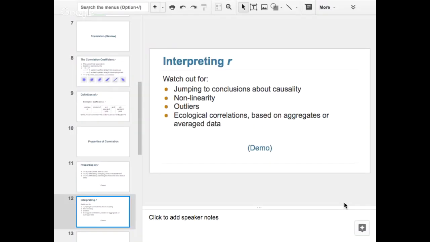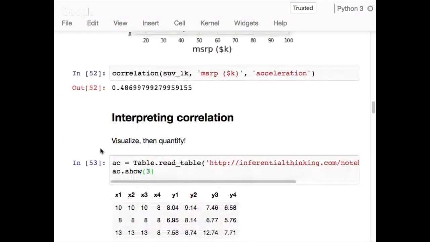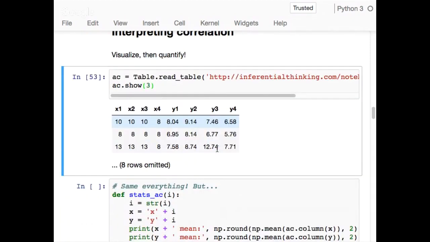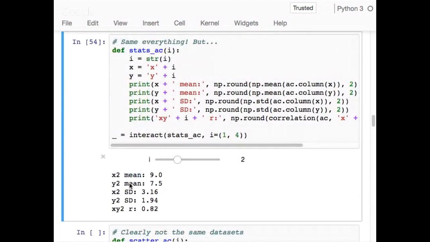So let's take a look at these. Again, the rule in this class, and the rule especially when it comes to correlation, is to visualize and then quantify. So here I have some set of points. I have 4 sets of points. If I run this, I can look at the mean, the standard deviation, and the correlation for every set of xy points.